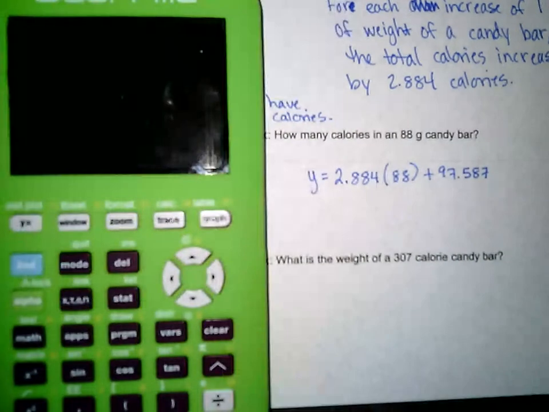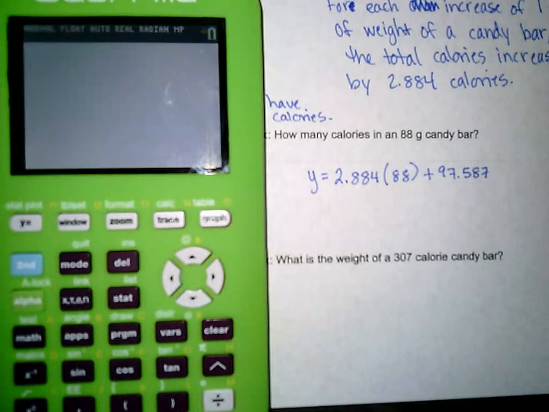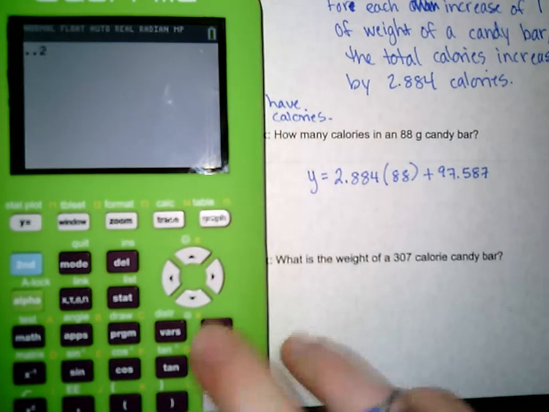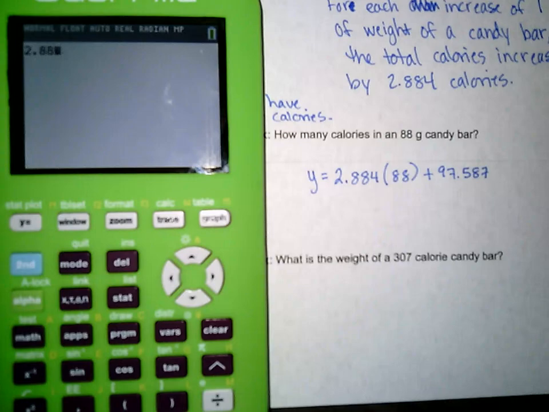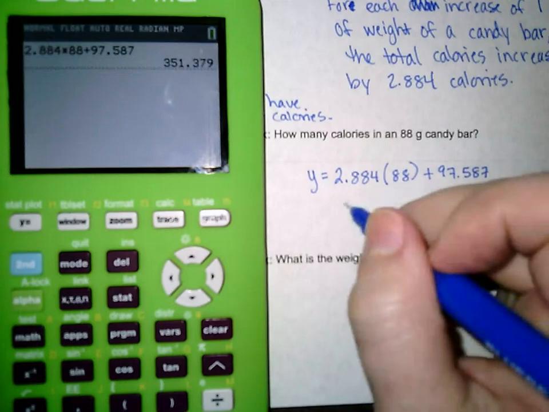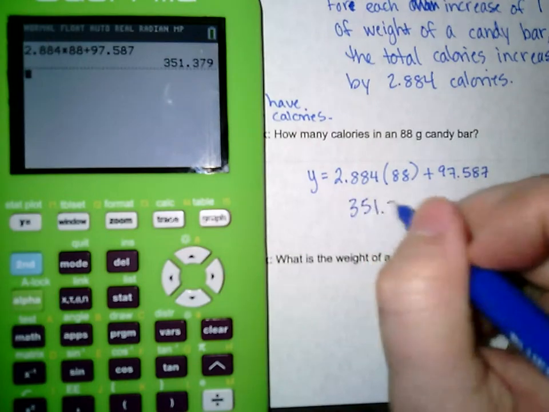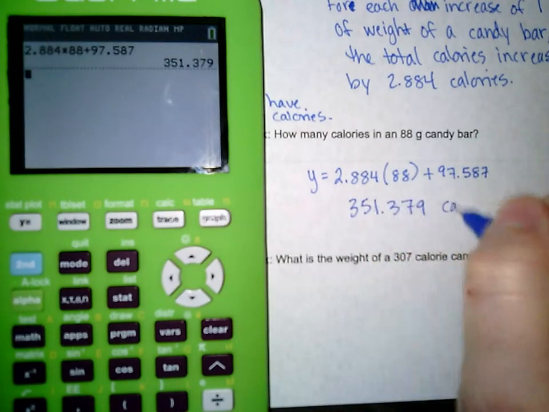And then work through it on our calculator. 2.884 times 88 plus 97.587. So that is going to be 351.379 calories.